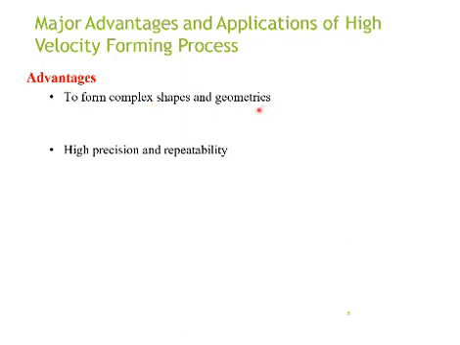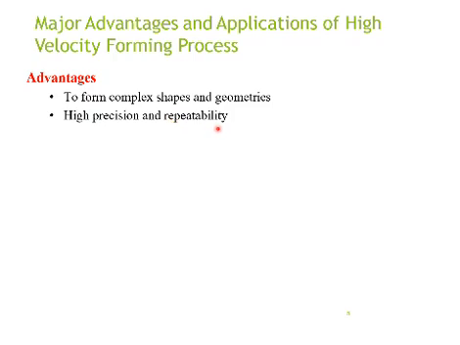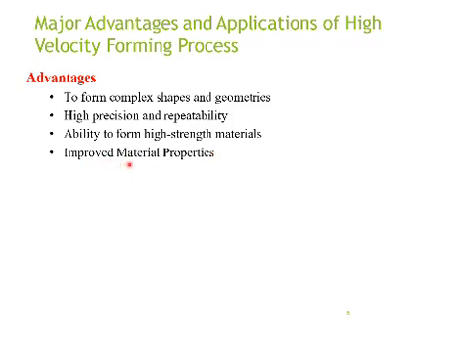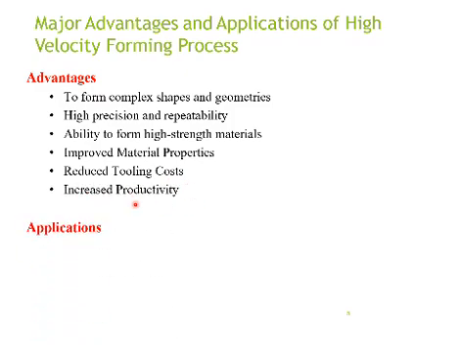In this slide, we discuss the major advantages and applications of high velocity forming process. The major advantages are: it can form complex shapes and geometries, high precision and repeatability, ability to form high strength material. It improves the material properties. It reduces the tooling cost also. It increases the productivity.